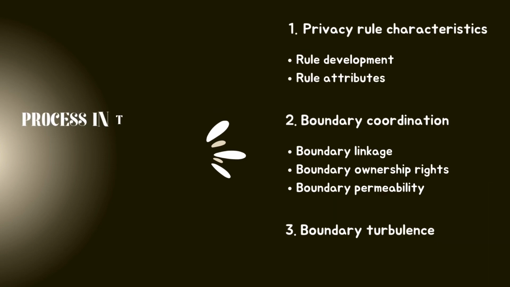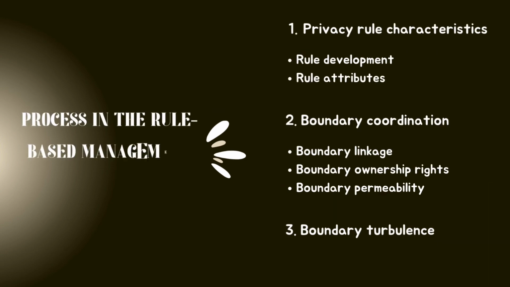So the next is the process in the rule-based management system. Okay, first, privacy rule characteristics. We have rule development and rule attributes. Two, boundary coordination: boundary linkage, boundary ownership rights, and boundary permissibility. And three, boundary turbulence.